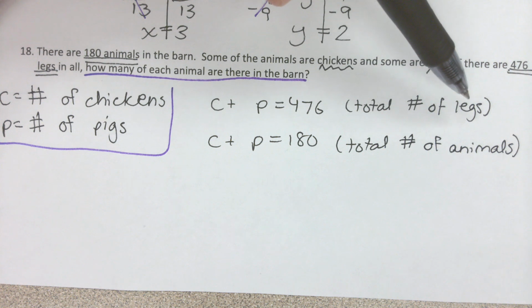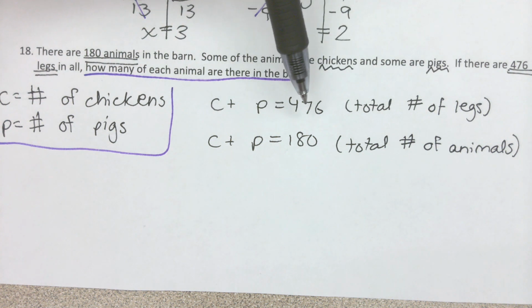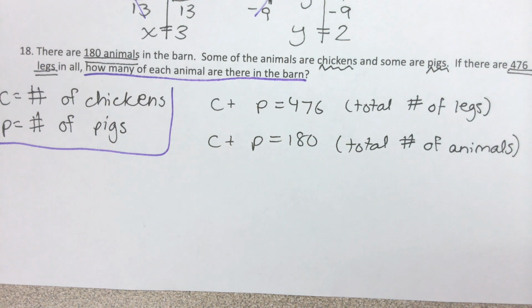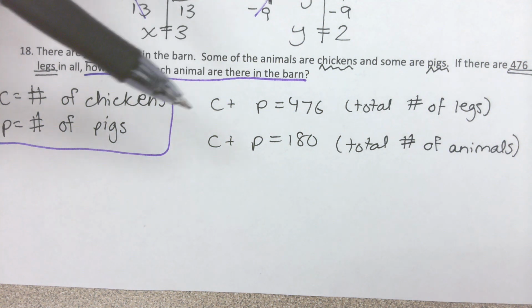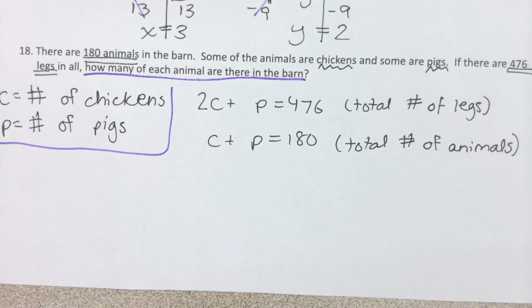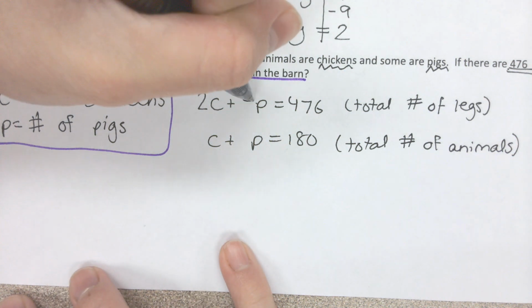Now, legs is an interesting one. When we care about how many legs there are in total, we now care about how many legs a chicken and a pig has. And right now they have a 1 in front of them. That number is not 1. So let's ask ourselves, how many legs does a chicken have? It has 2. How many legs does a pig have? A pig has 4.